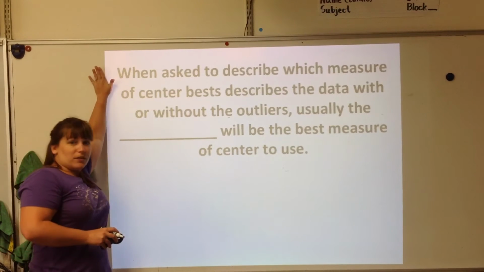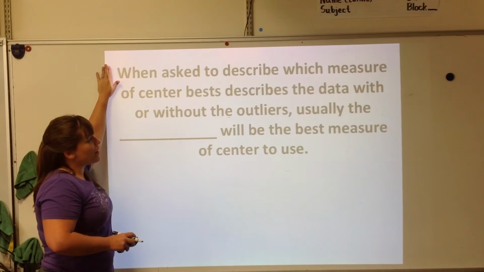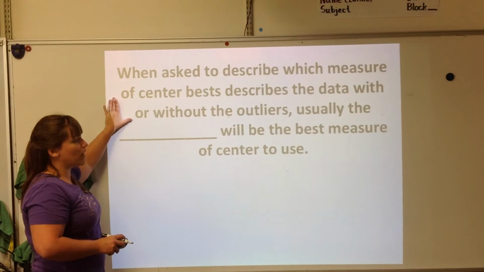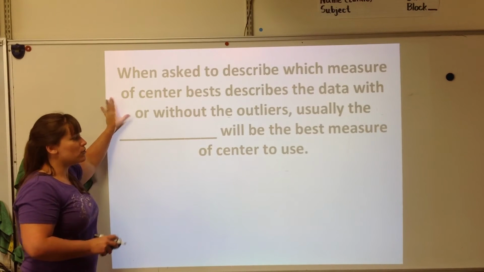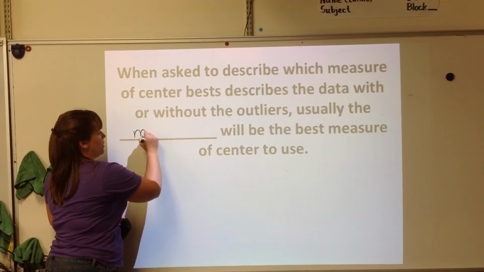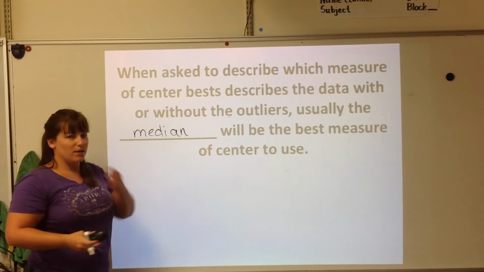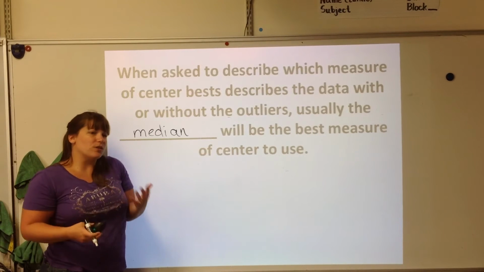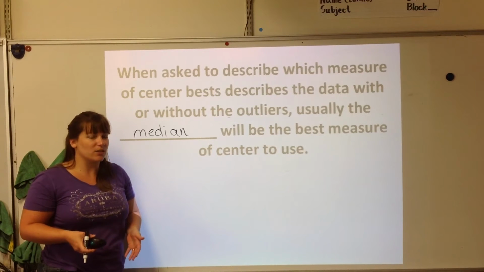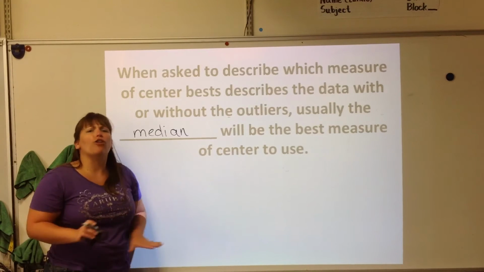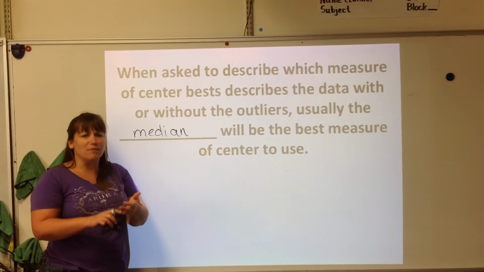So here I want you to fill this in too. When asked to describe which measure of center best describes the data with or without outliers, usually the median will be the best measure of center to use. Now let me explain what this is. You're going to possibly have a question in class tomorrow where it says, look at this data and use all of the numbers. So find the mean, median, mode.